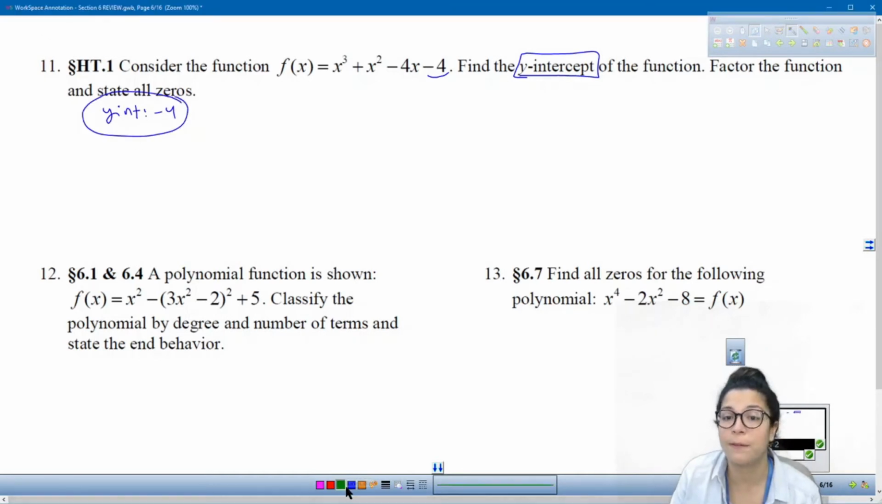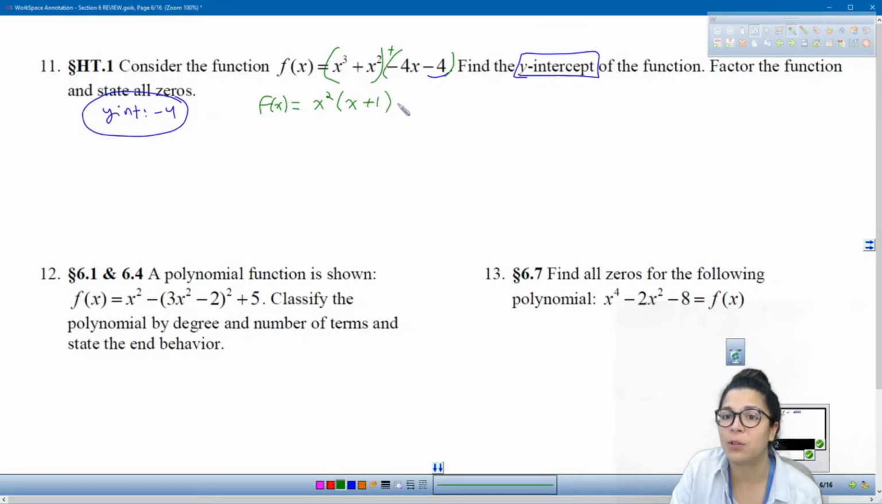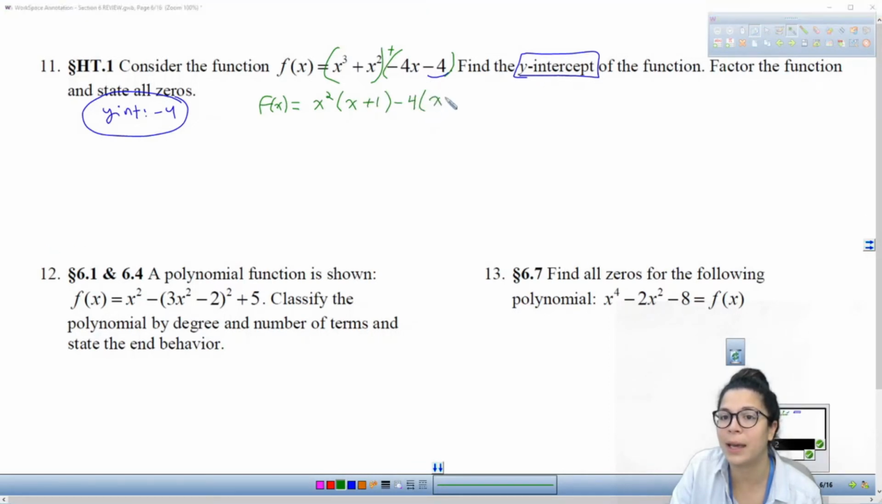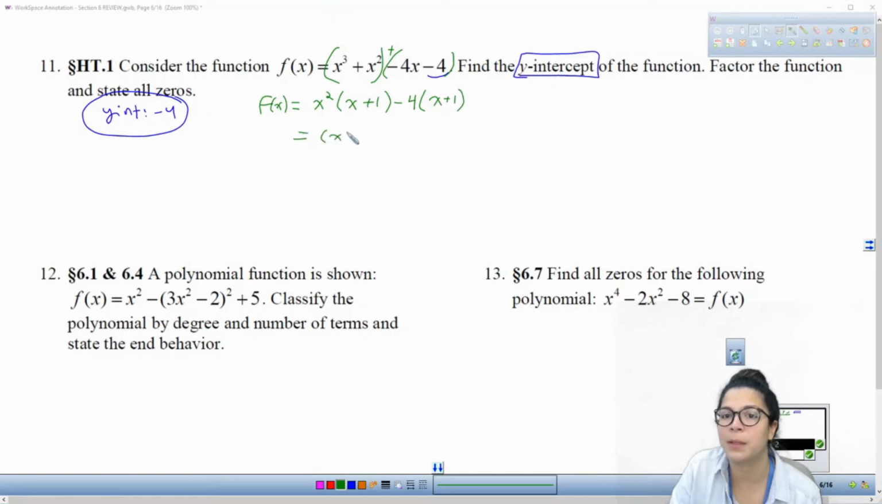The next question says factor and state all the zeros. So let's go ahead and factor. Now this one I can actually group to factor. There are 4 terms, so group the first 2 plus group the last 2. If we factor out x squared from the first 2 terms, we get x plus 1. If we factor out -4 from the last 2 terms, we get x plus 1. So then I can factor out that same binomial, x plus 1, and that gives me x squared minus 4.